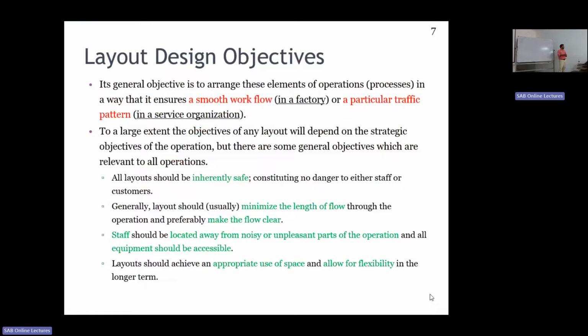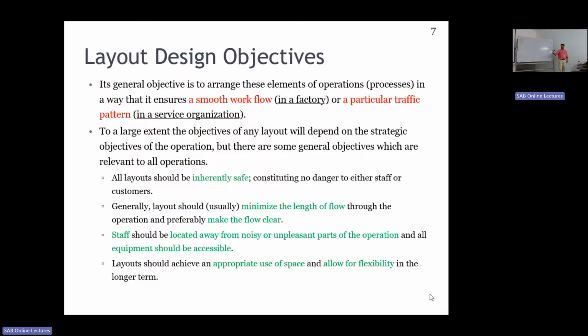That design should be done nicely. And if possible, allow for flexibility. Once the layout is arranged, it is difficult to change. So maybe for a few years, 2 to 5 years or more than that, the same layout will be used.